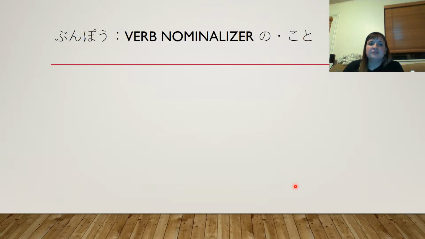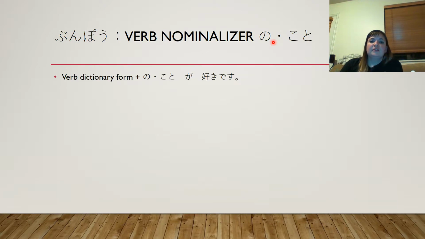So, the one grammar point we're learning this time around is our verb nominalizer, no and koto. Okay, so anytime you see this little dot, if you haven't noticed, this is when you do like a slash in English. It always pops up this instead. But it's saying you can either use no or koto. Either one is perfectly fine. Okay, so let's look at the rules behind this.